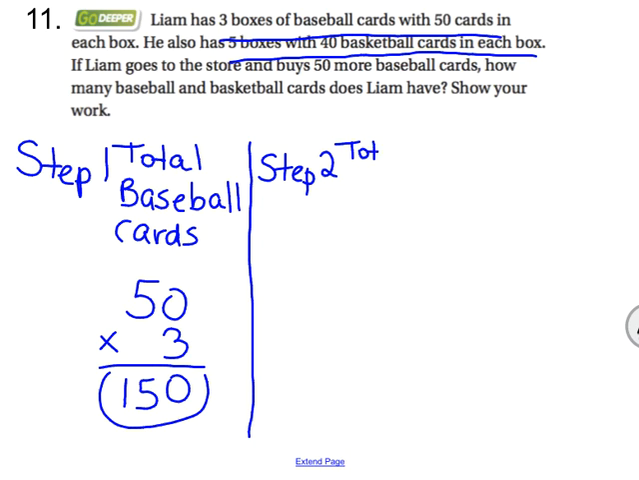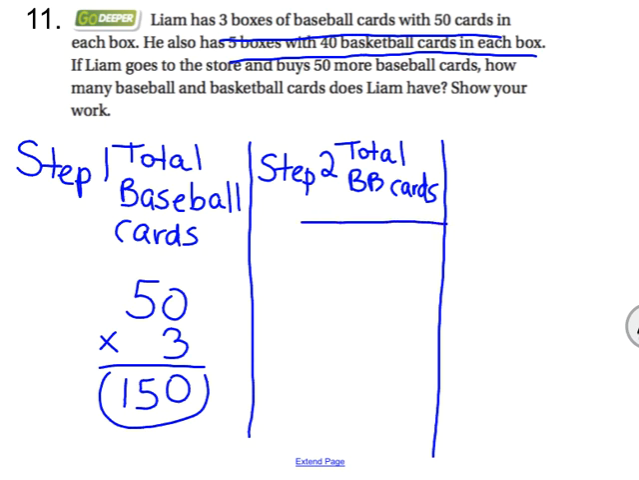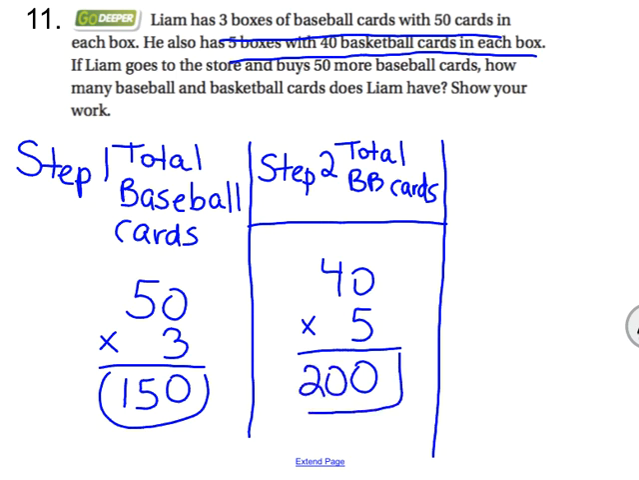Total, I'm going to abbreviate, BB. Okay. So to figure that out, I'm going to do 5 times 40 or 40 times 5. So he has 200 basketball cards. Okay. Then it says that he goes to the store and buys 50 more.